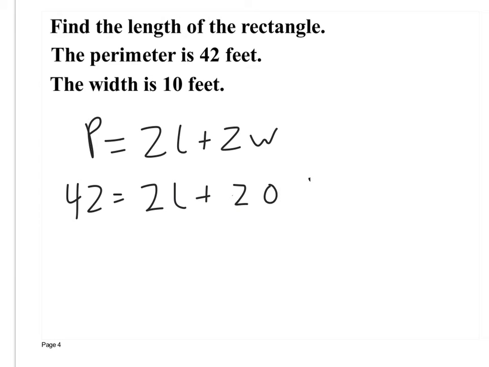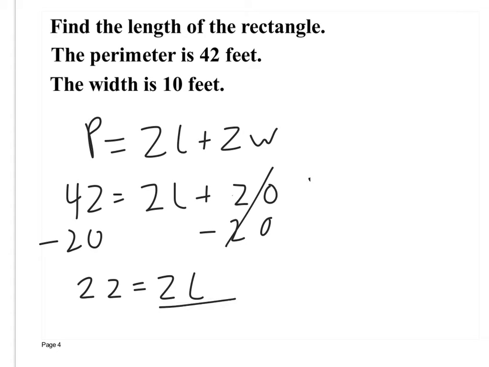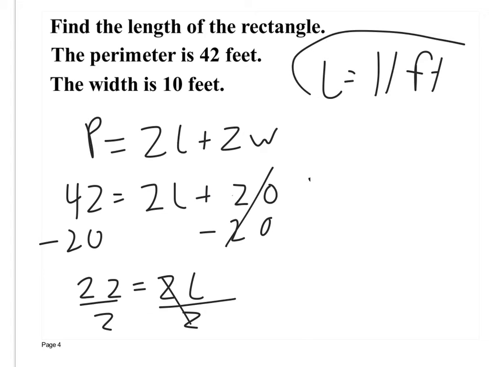And then do I know how to solve for L? Have we done that? Yeah, this is a two-step equation. I look at what's being done to L. I'm timesing by 2. Then I add 20. So I go the opposite of that. I subtract both sides by 20. 42 minus 20 is 22. So 2L is equal to 22. So when I divide both sides by 2, L would be equal to what? 11. And what's my unit for this? Feet. It is feet. There's my answer.